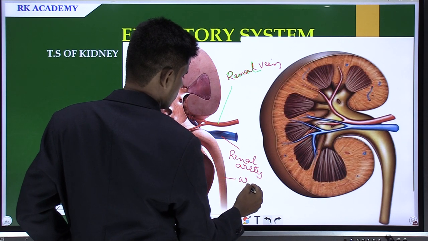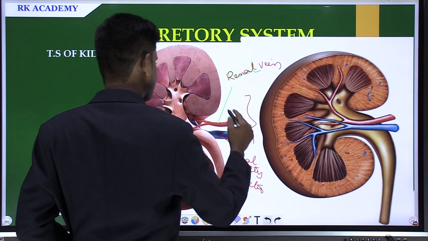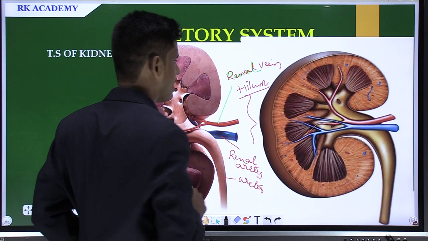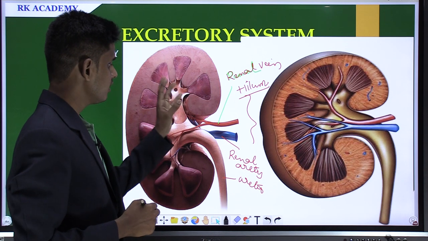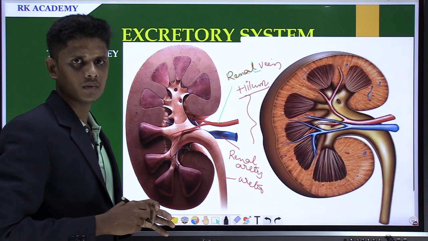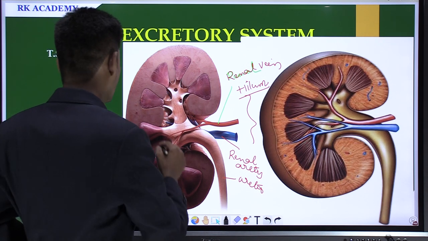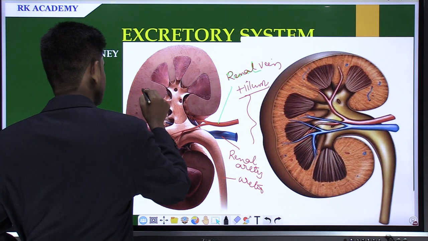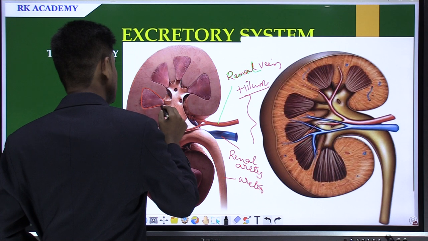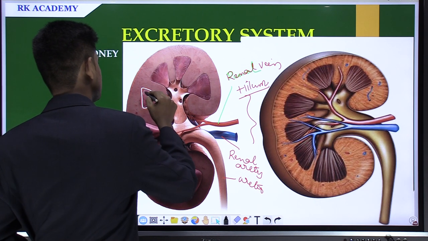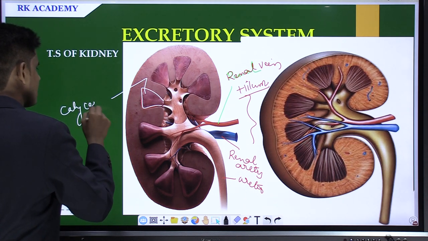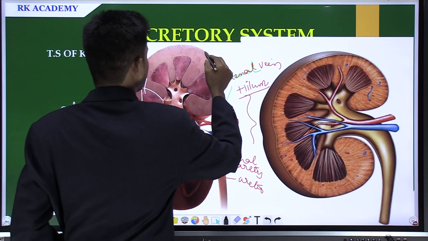And what is this? This is called the ureter. And these three are collectively called the hilum or hilus. The collection of the renal artery, renal vein, and this particular ureter is called the hilum. Yes, there are cone-shaped structures inside the cutting of a kidney. These cone-shaped structures are called calyces.